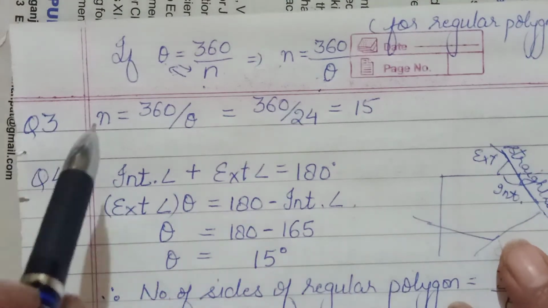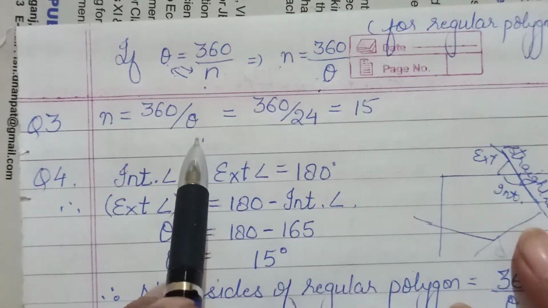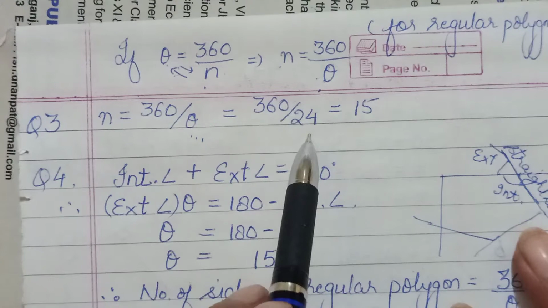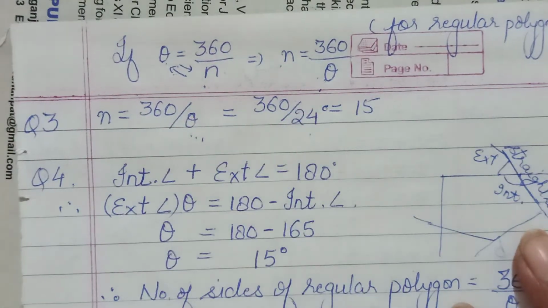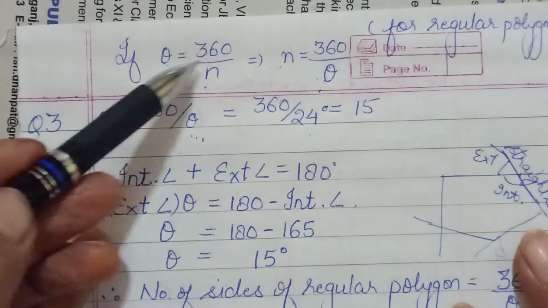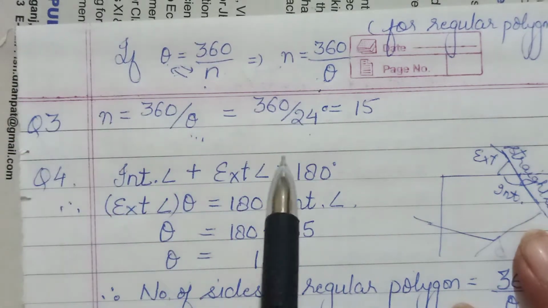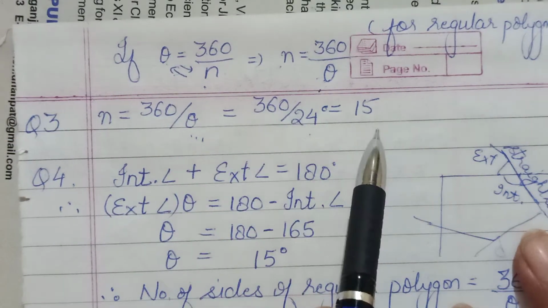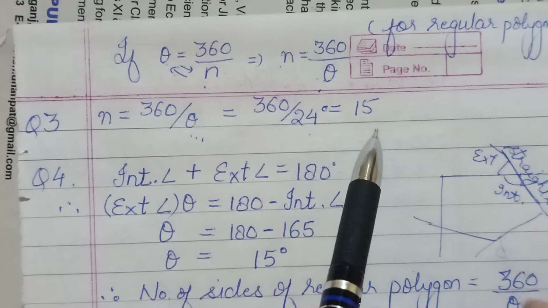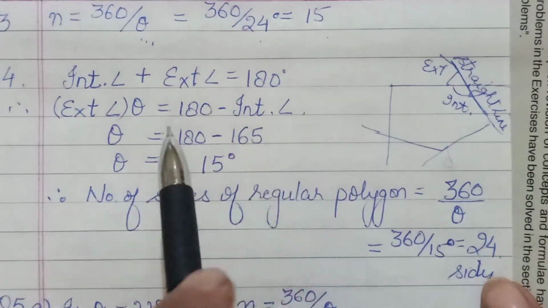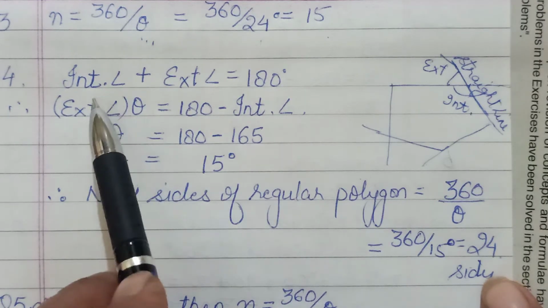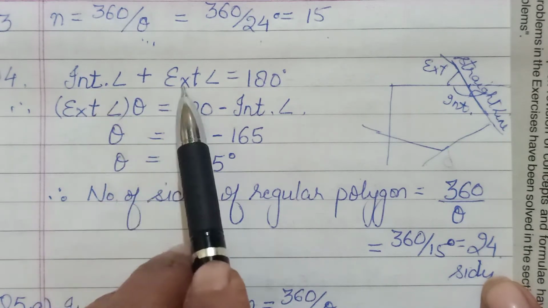Then the third question was the other way around, in that the angle was known. In question number 3, they've given you the angle. They are saying that if each angle measures 24 degrees, then what would be the number of sides? As I said, both the formulas are equivalent. So 360 upon 24, that means n, the number of sides, will be 15. For the next question here, they had given the interior angle, not exterior.